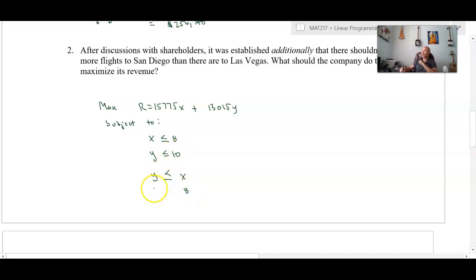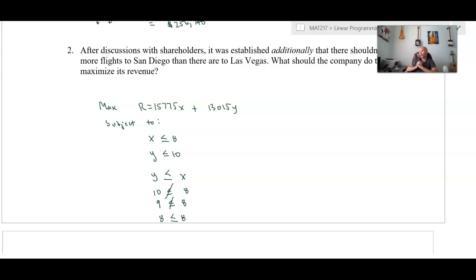But if you pick the largest value for 10, 10 is not less than or equal to 8. So I can say, well, I'll make it one smaller. Well, 9 is still not less than or equal to 8. So the largest value that will be feasible, that will make sense in this situation for y is 8. 8 is less than or equal to 8 is a true statement. It is equal to 8.